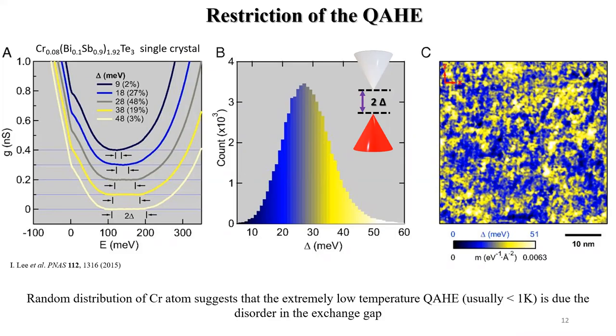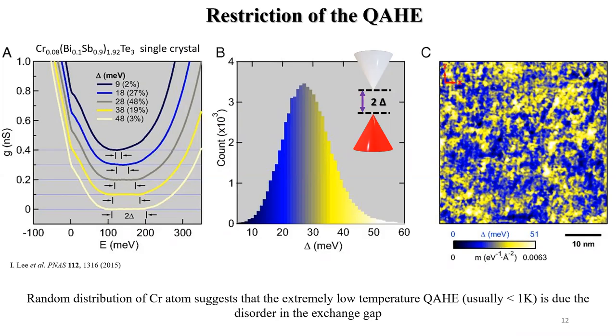the size of the surface gap is region dependent, and they plot the gap profile. They conclude that the average of the gap is about 30 milli electron volts, and this mapping is not homogeneous. Based on this result, they conclude that the random distribution of the magnetic dopants inside the film causes the working temperature to realize the quantum anomalous Hall effect to be so low.